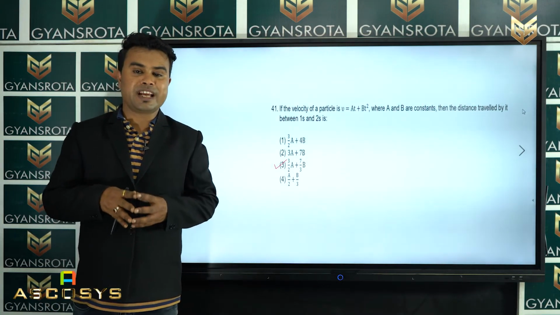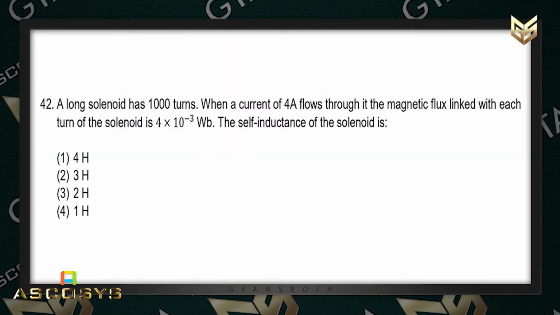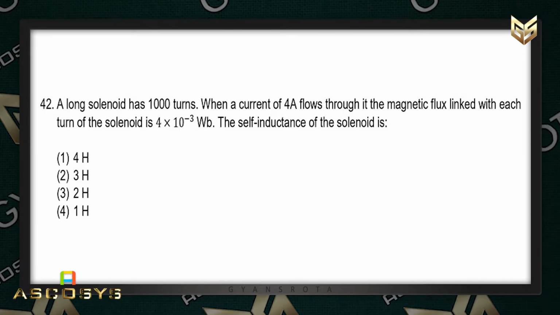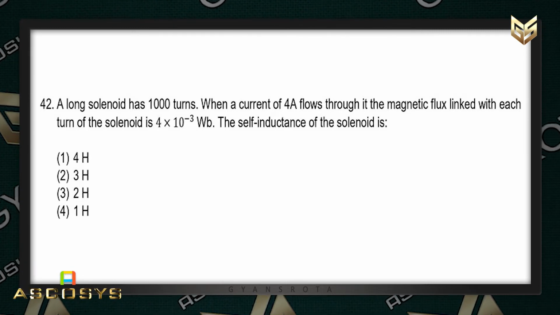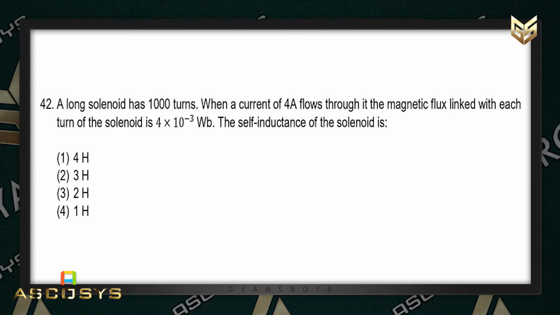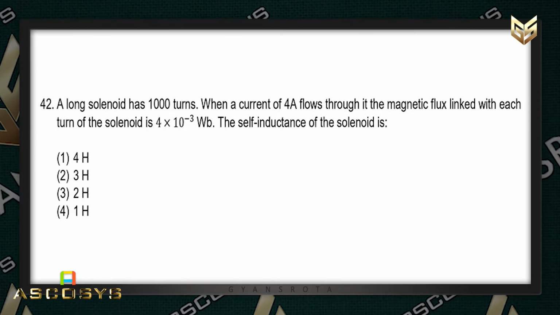Now let us move to the next question, that is question number 42. A long solenoid has 1000 turns. When a current of 4 ampere flows through it, the magnetic flux linked with each turn of the solenoid is 4 into 10 to the power minus 3 Weber. The self-inductance of the solenoid is?